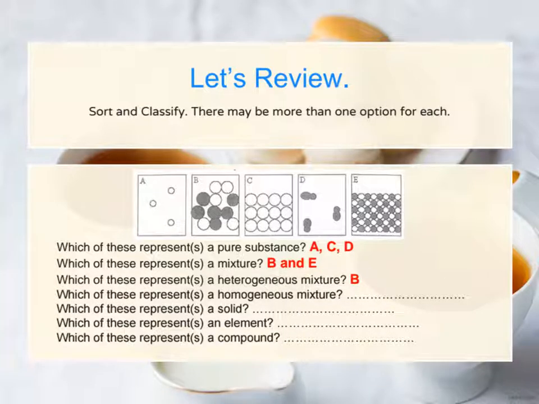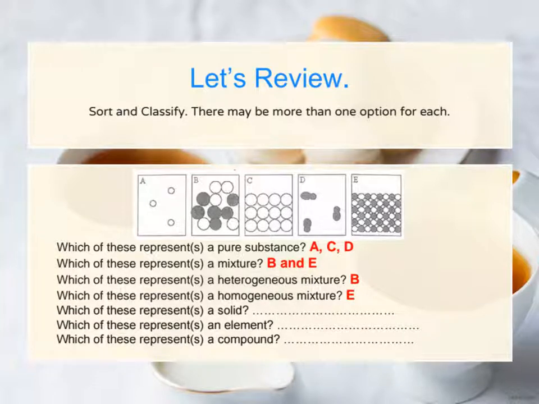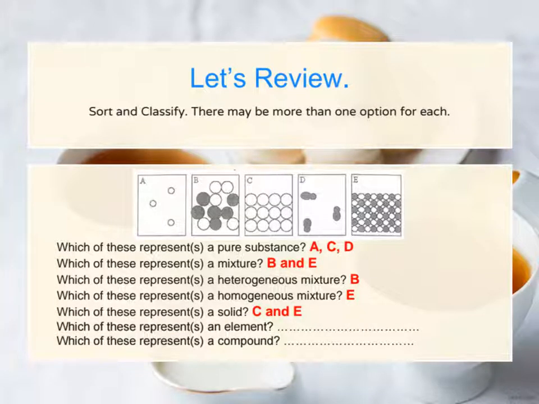Which of these represent a homogeneous mixture? In picture E, the appearance is the same. So, E represents a homogeneous mixture. Which of these represent a solid? In a solid, particles are tightly organized closer to each other. Accordingly, C and E represent solids.